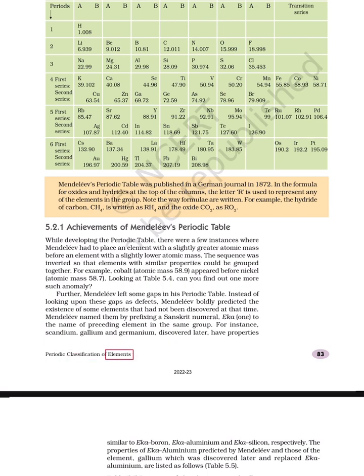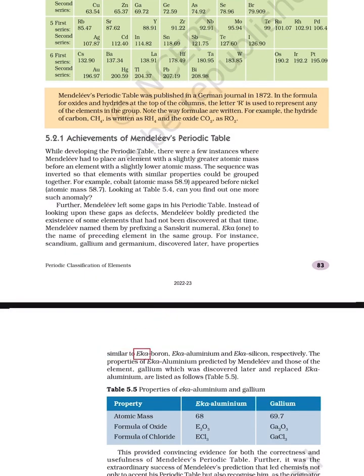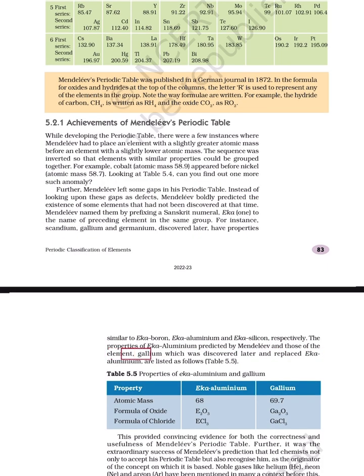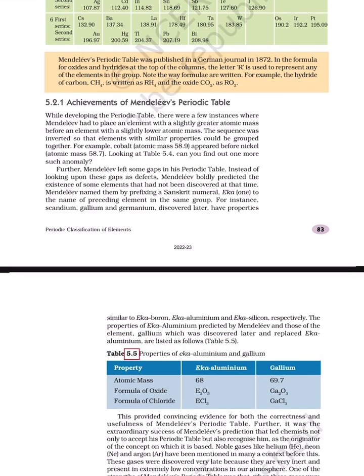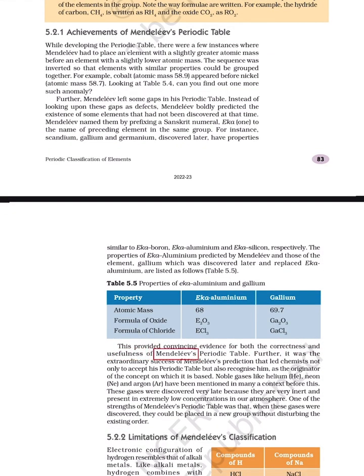similar to eka boron, eka aluminium and eka silicon, respectively. The properties of eka aluminium predicted by Mendeleev and those of the element gallium, which was discovered later and replaced eka aluminium, are listed in Table 5.5, Properties of eka aluminium and gallium. This provided convincing evidence for both the correctness and usefulness of Mendeleev's periodic table.